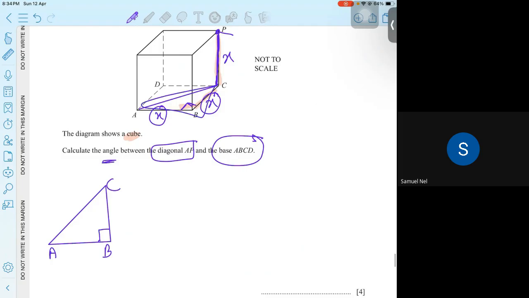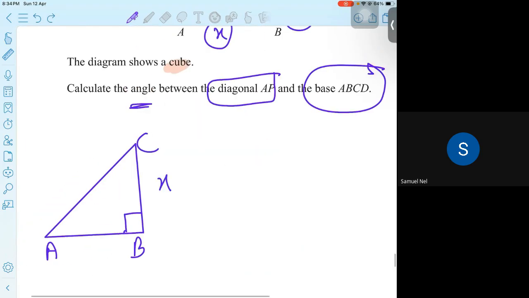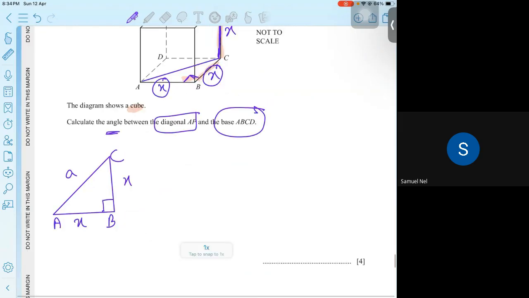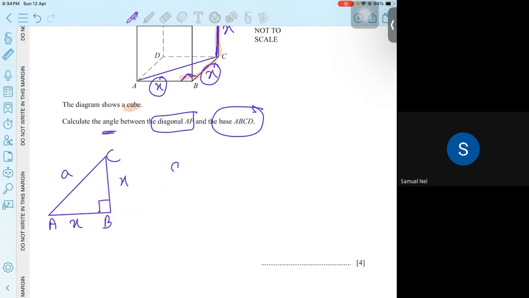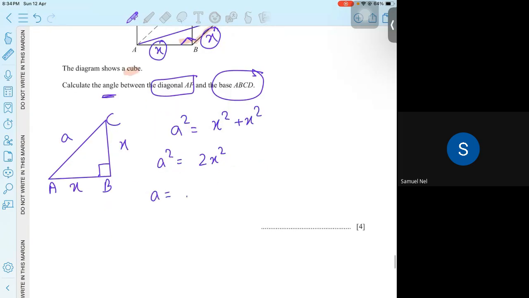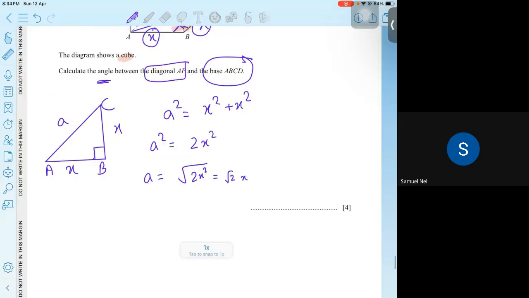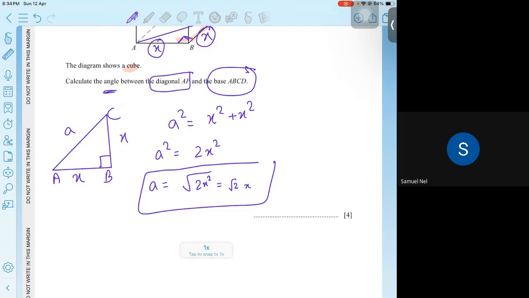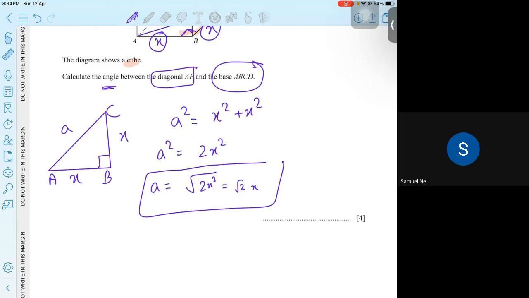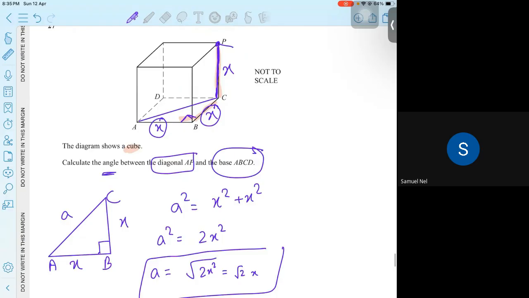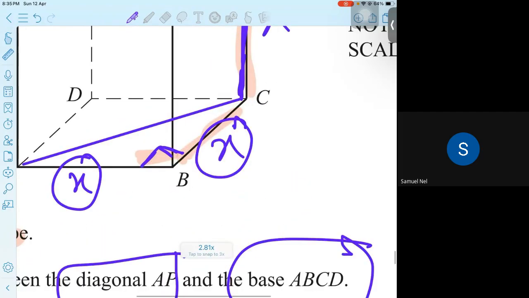I'm basically just drawing this triangle, okay? So this is x, this is x. I have to find this side, so I can just use the Pythagoras rule. So a squared is equal to x squared plus x squared. Just this, right? So a squared is equal to 2x squared, and then a is equal to the square root of 2x squared, which becomes root 2 times x. Any issues with this? No? Okay, wonderful. So this comes out to be root 2 x, right?